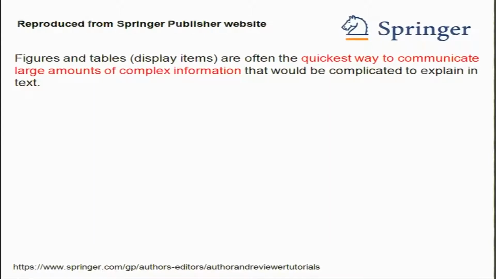So again it is from the Springer website. Figures and tables, what you call display items, are often the quickest way to communicate a large amount of complex information, right? That would be complicated to explain in the text. It's very difficult to explain in the text, so you better put the data in one or the other form and summarize what that particular figure means, what that particular table means. That is much easier. I am showing one figure from a research paper.